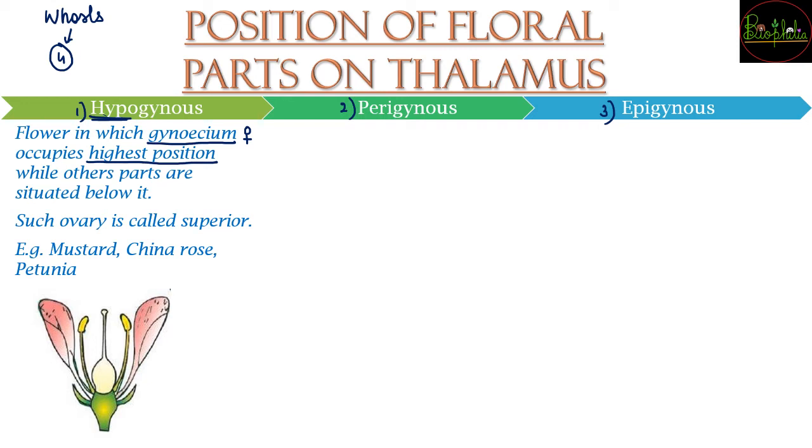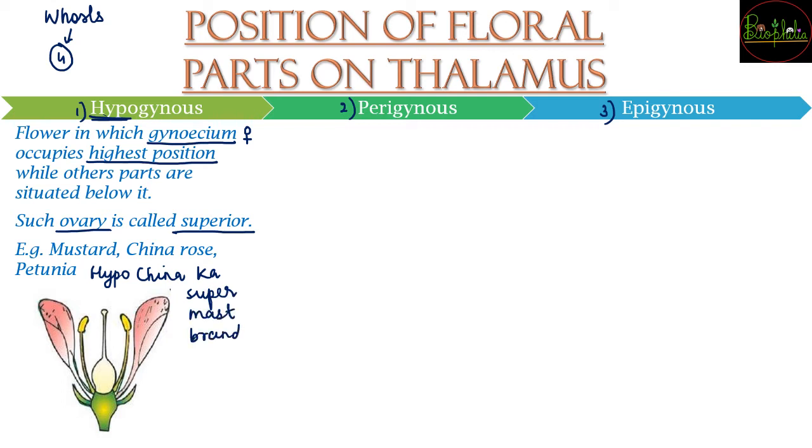In such case where the ovary is going to be superior, यानी gynoecium will be at the highest position. Such can be seen in the case of mustard, China rose and petunia. So अगर आपको ऐसे examples को याद करना है, then you can remember it as a trick, that is hypo China का super must brand. So try to remember this like that.